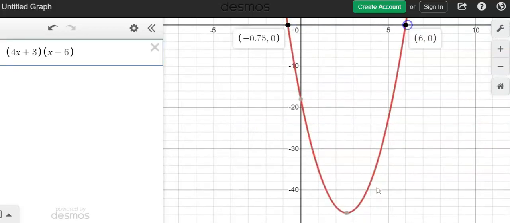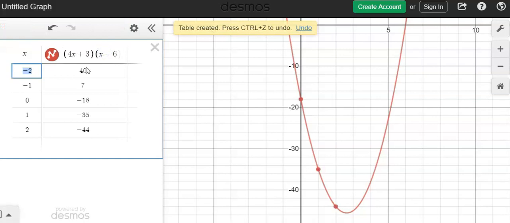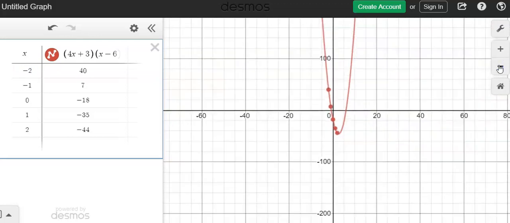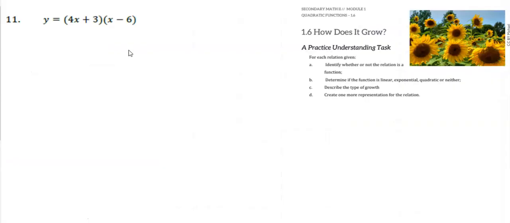Now I can see my x-intercepts and my minimum point. If I wanted to look at the table, I can hit this gear, and then click on the table button. And here I have a table of values. So we can clearly see that this parabola is a function because every input, so here, for example, when x is 0, y is negative 18. If I zoom out and get a look at a lot more of this graph, I can see that every input has exactly one output. Let's return back to this equation.